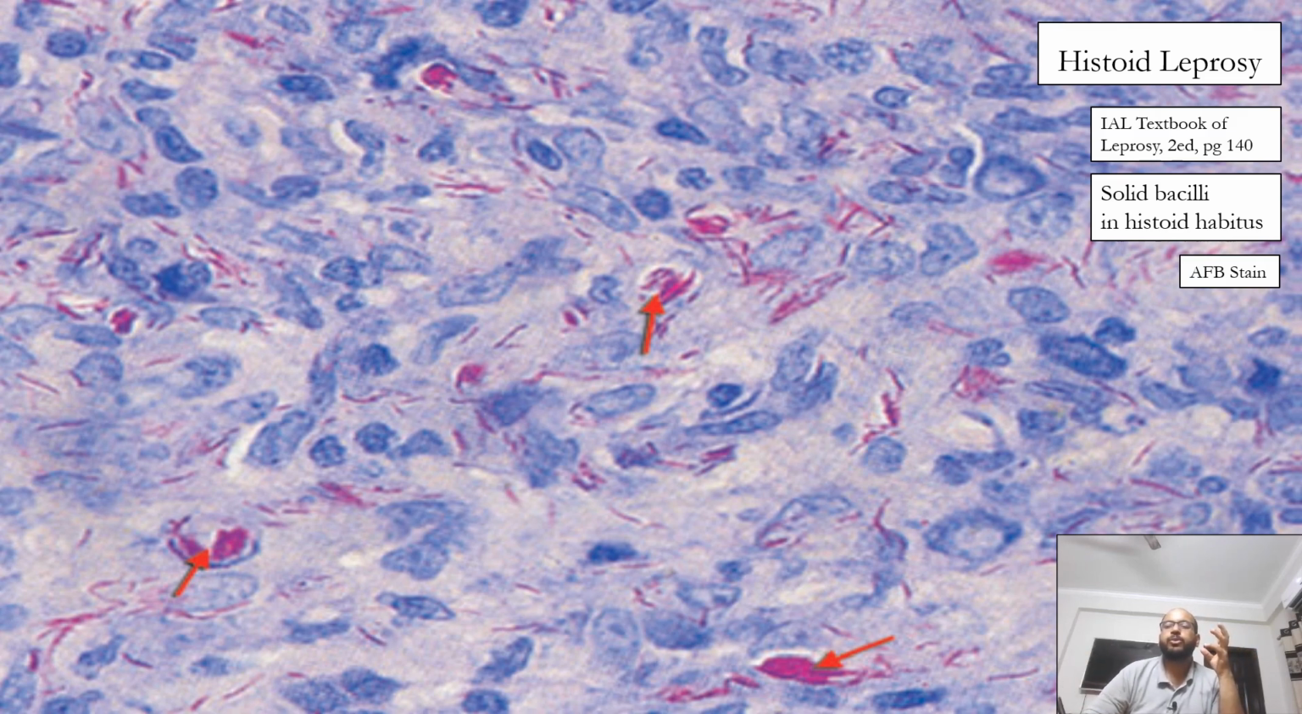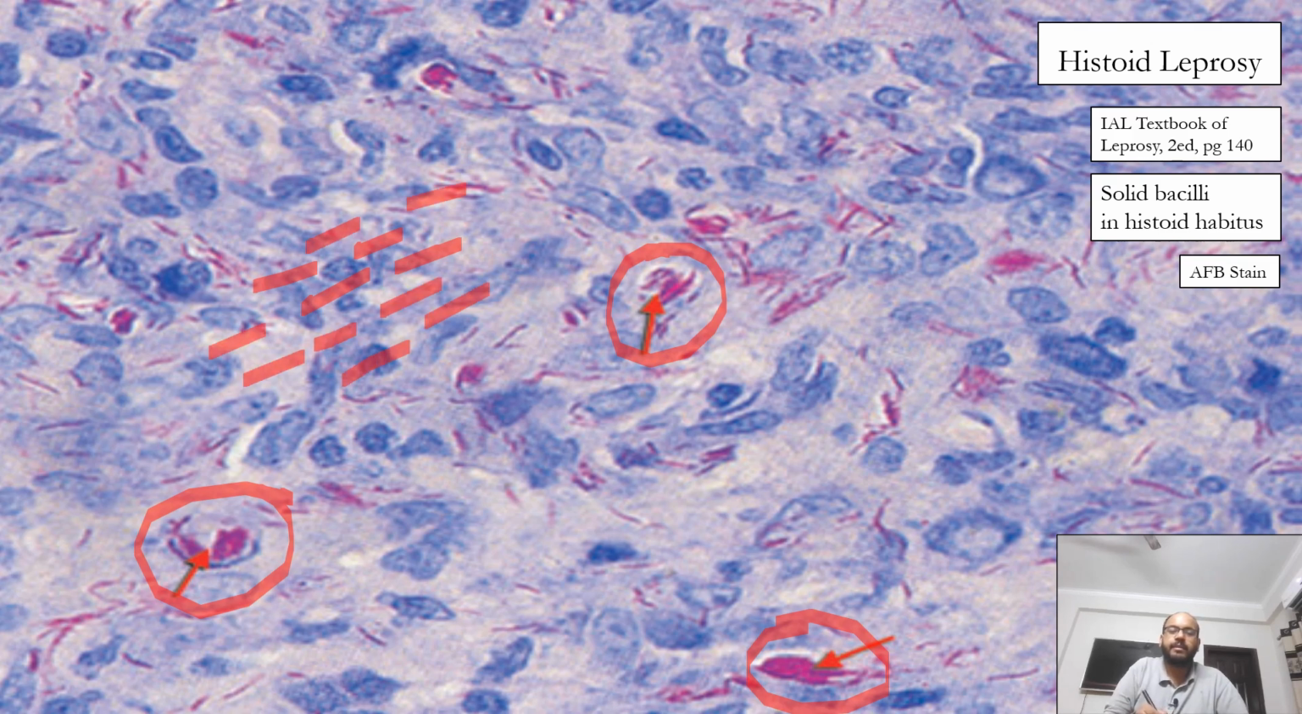So in histoid leprosy, when you do an AFB stain, you see multiple bacilli. The slide is filled with bacilli because the bacterial index is more than 6. It is filled with solid staining bacilli, and what I'm trying to show here is known as the histoid habitus. Here, parallelly arranged grouped bacilli. So here also is a histoid habitus. Here also is a histoid habitus. That is what we mean by histoid habitus. Clumped, parallelly arranged, like parallel stacks of M. leprae. And this is nothing but called histoid habitus. We are clear about histoid habitus? Let's move on.